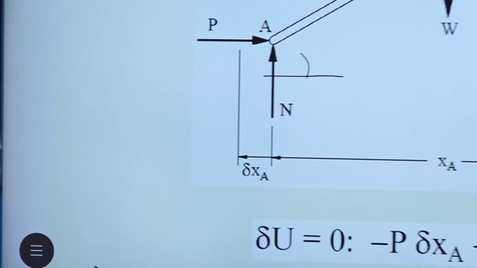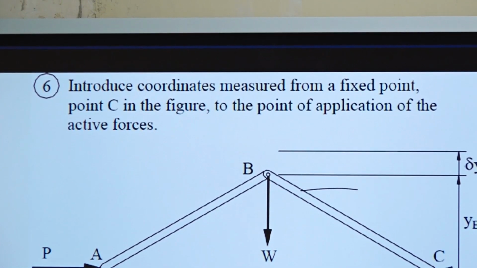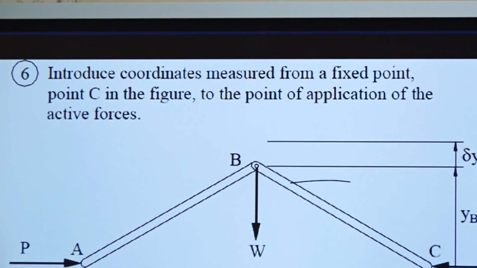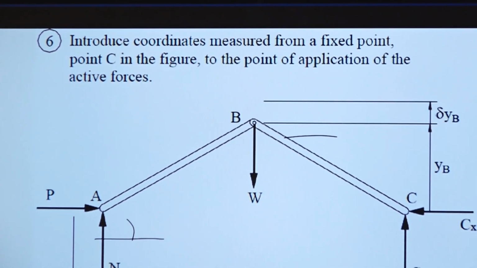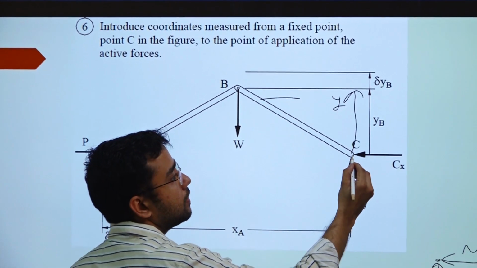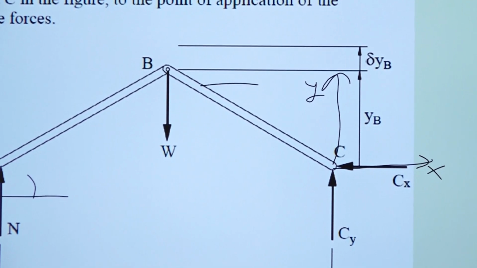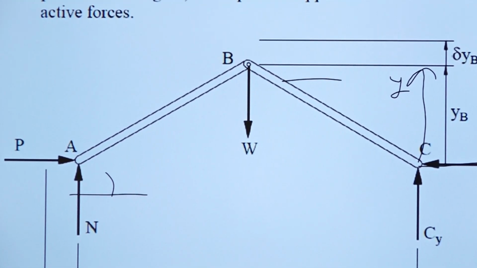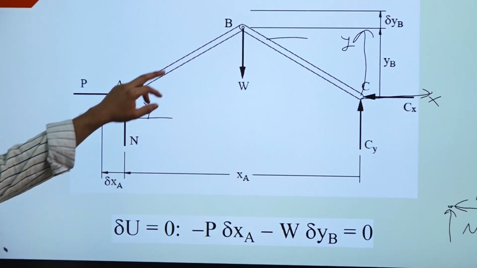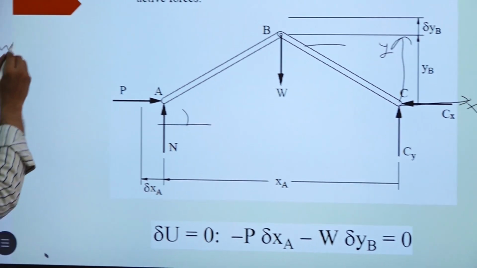So introduce coordinates measured from a fixed point C in the figure to the point of application of the active force. So from here we can say that this is the y axis and this is the x axis, just showing the coordinate axes, right? Now we have to apply the virtual work theorem, right? So what will be the virtual work? I will just simply write here VW.